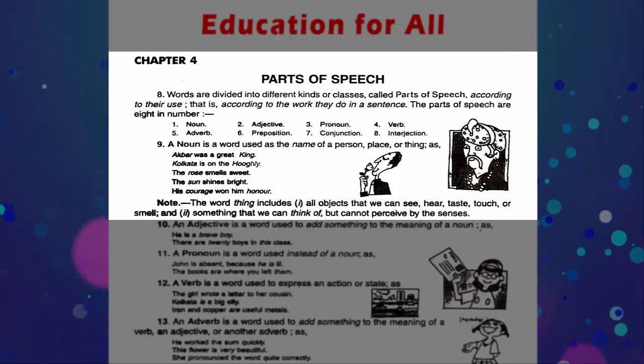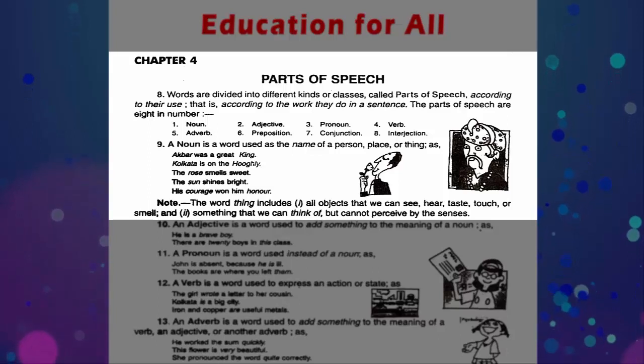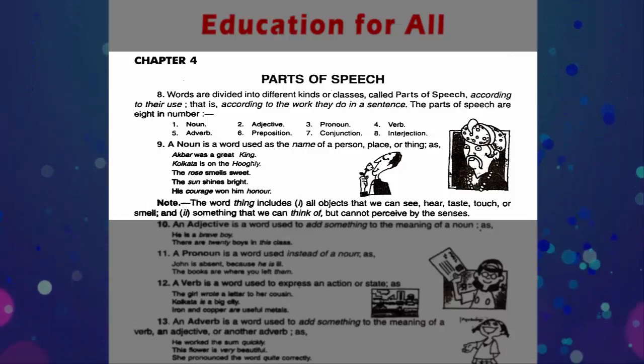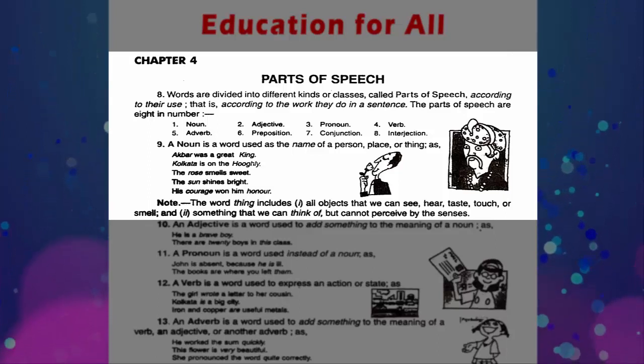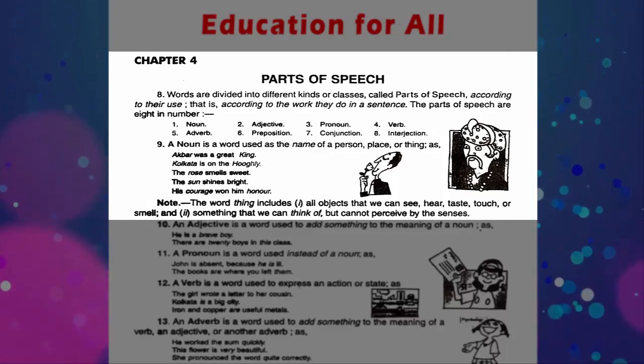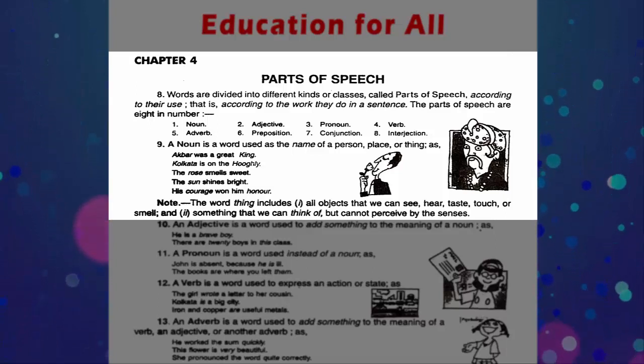Chapter 4. Parts of speech. Words are divided into different kinds or classes, called parts of speech, according to their use. That is, according to the work they do in a sentence. The parts of speech are 8 in number.